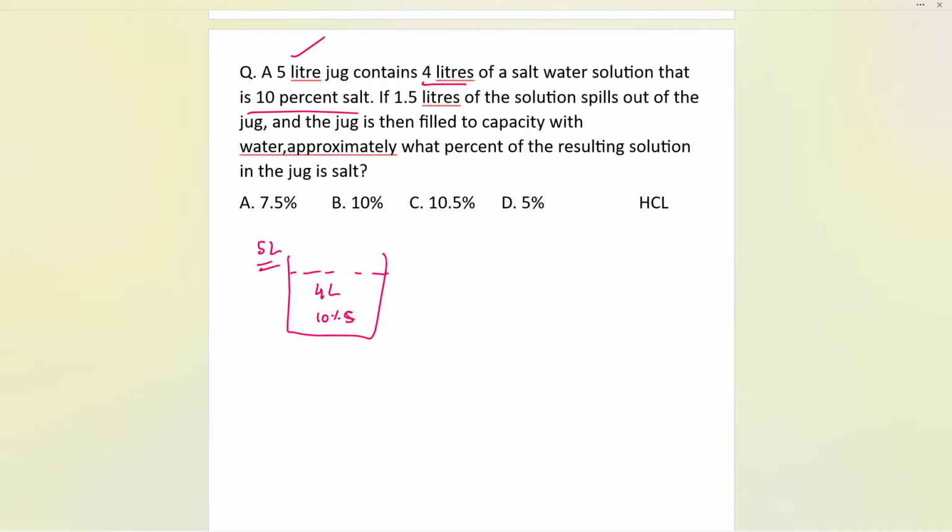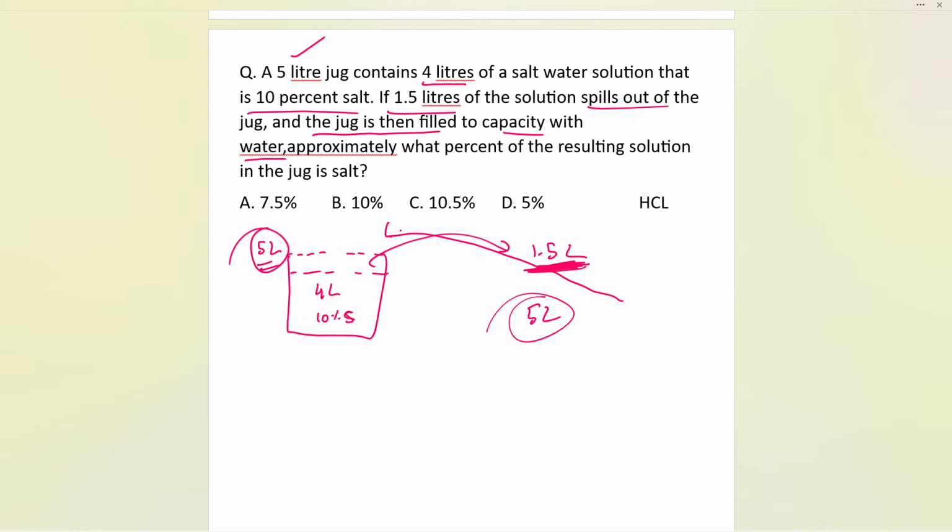Okay, fine. 10% salt. If 1.5 liters is taken out, we'll be considering this. It spills out. Now the jug is filled to capacity with water. It means that whatever amount we have taken out, we again filled it, but this time up to the brim. Now the total quantity became 5 liters only. Now, what percent of the resulting solution is salt?